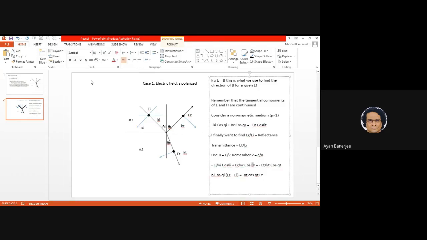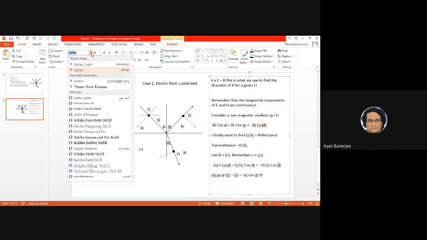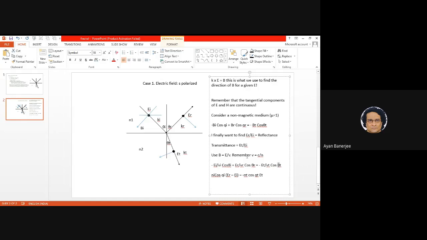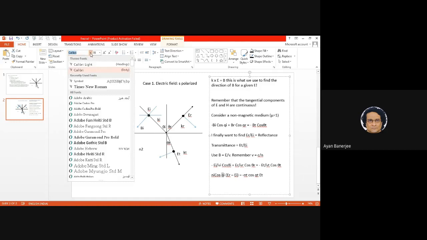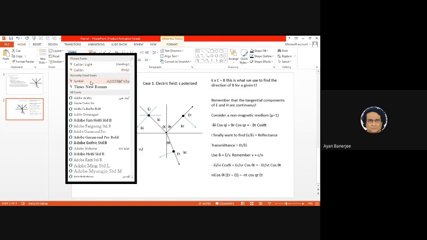Is that correct? Yes, sir. Correct, no? What will be the other? So I need another boundary condition, right? I have to get rid of one of these, because I want to find ER by EI and ET by EI. So what will be the other one in terms of electric field? What will I write?